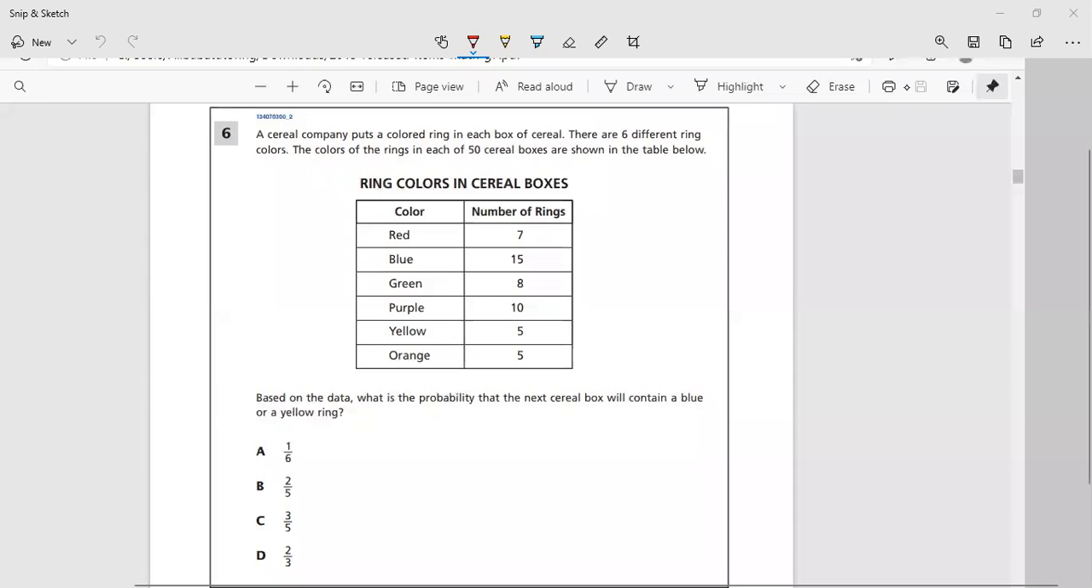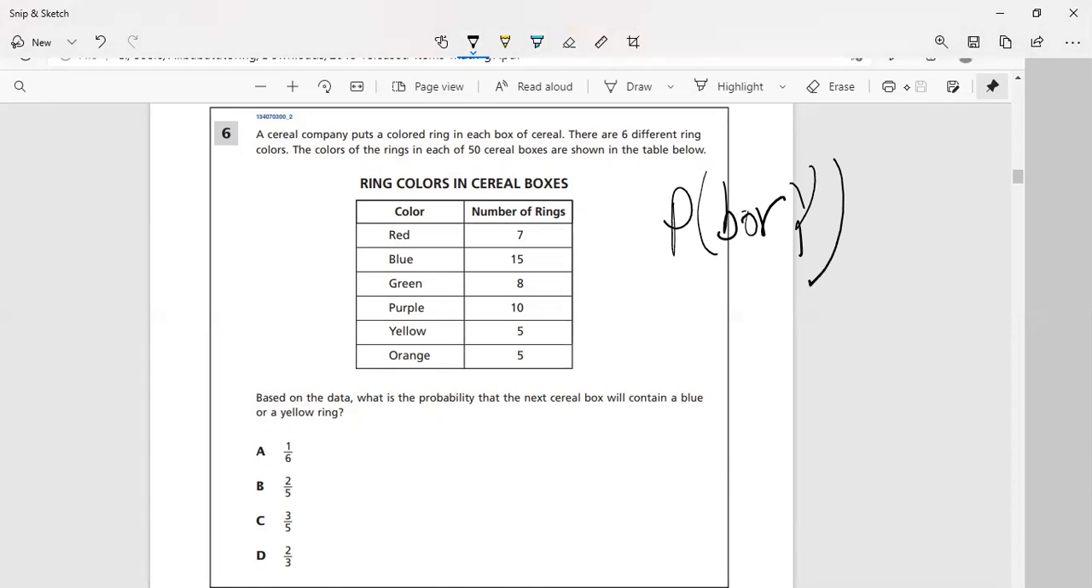All right, so this is another question we did in class. Read the question again. Make sure you understand the question. It says, based on the data, what is the probability that the next cereal box will contain a blue or yellow ring? Okay. So what's the probability of having a blue or yellow?